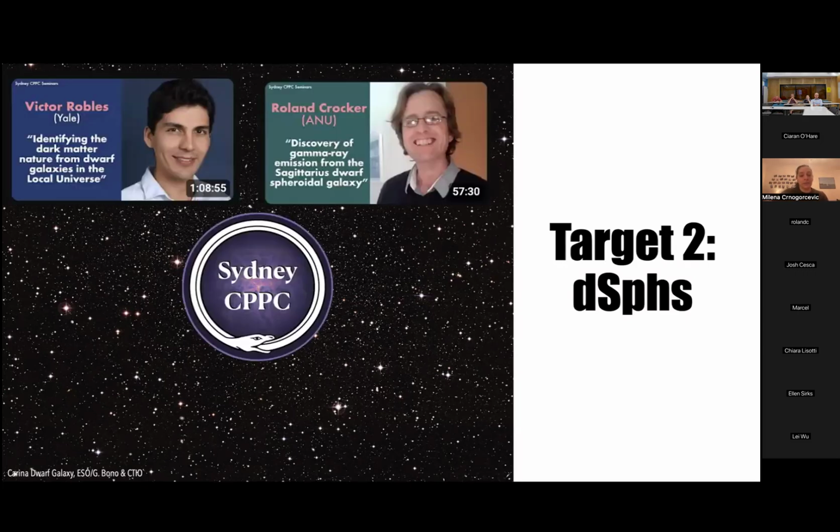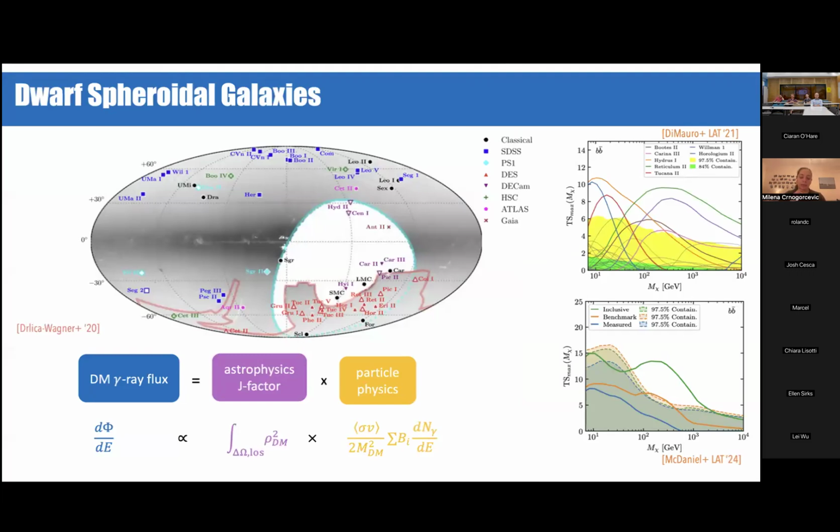And this is also something that has been covered, maybe not through the Fermi-LAT lens, but the dwarf spheroidal galaxy dark matter halo modeling and profile modeling, as well as the nature of the gamma ray emission in dwarf spheroidal galaxies, has been discussed previously at the CPPC seminars. But I will bring the Fermi-LAT point of view.